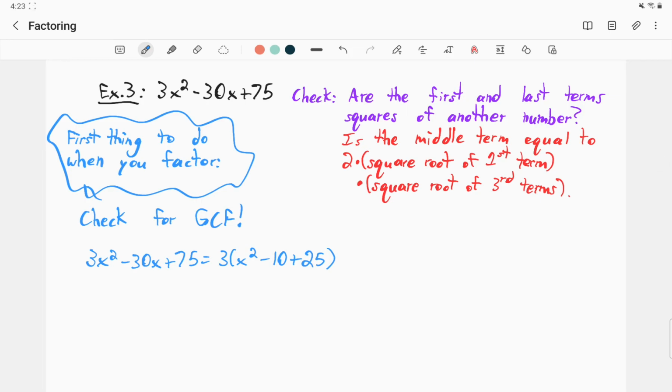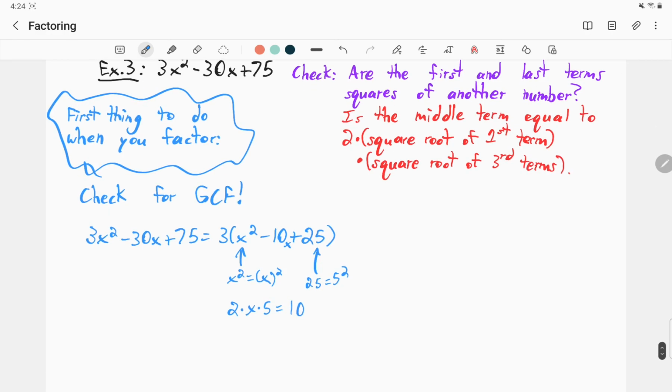Now we can check for perfect square trinomial. So x squared equals x whole squared. That's good. 25 equals 5 squared. That's good. 2 times x times 5 equals 10x. That's the middle term. I forgot an x here. Everything checks out. So we can factor one more line. You take the square root of the first term. Can't forget that 3 on the outside.